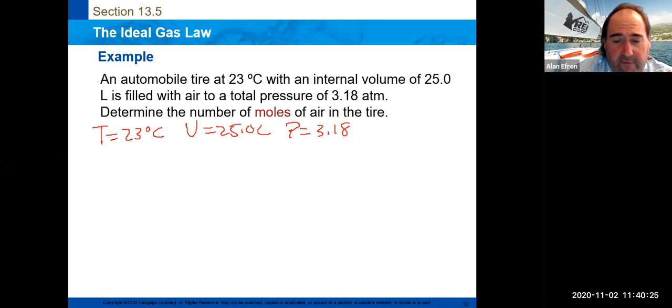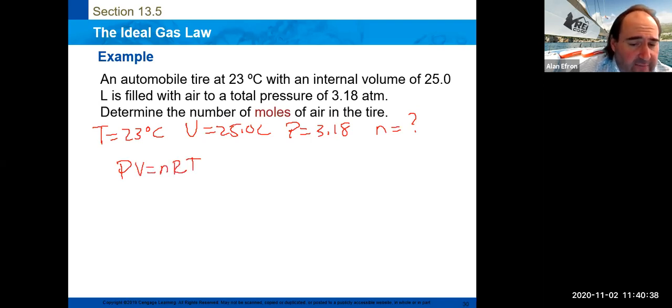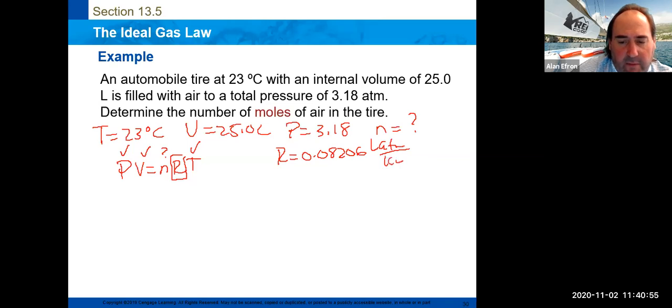And we're looking for n. So you can almost pretty much see the ideal gas law there just from writing out everything that's present. So PV equals nRT. And we can even check off what we have. We have pressure, we have volume, we are looking for moles, we have temperature, and R, not usually given to you, but again, since R is a constant, you always have that number, 0.08206 liters atmosphere per Kelvin mole.